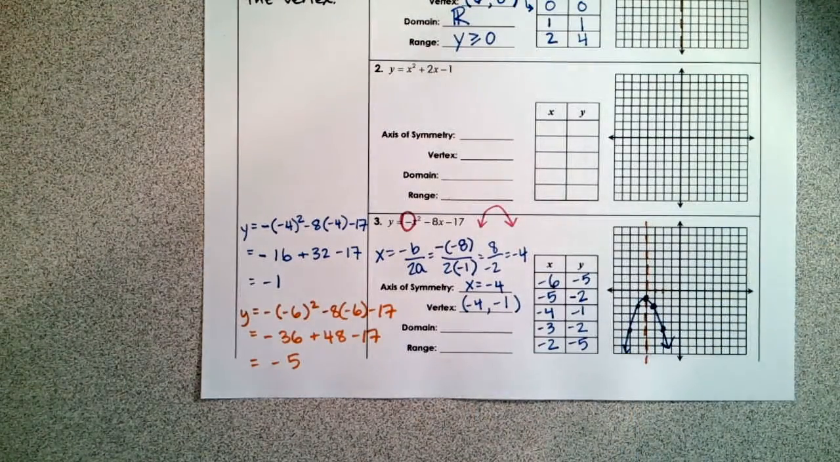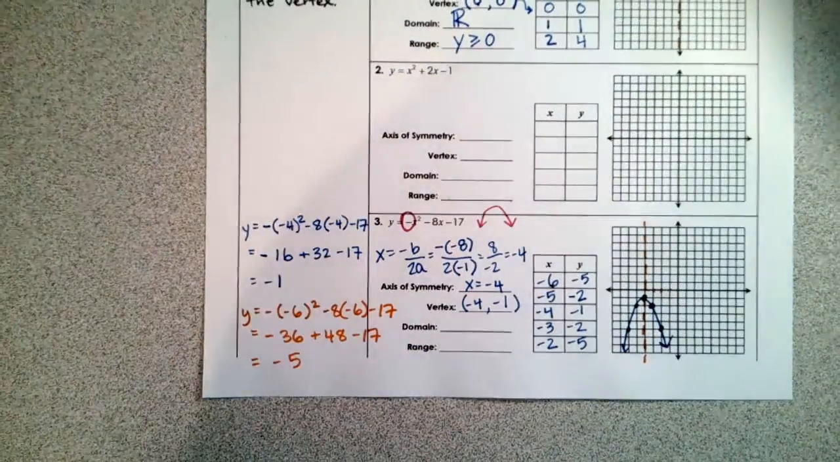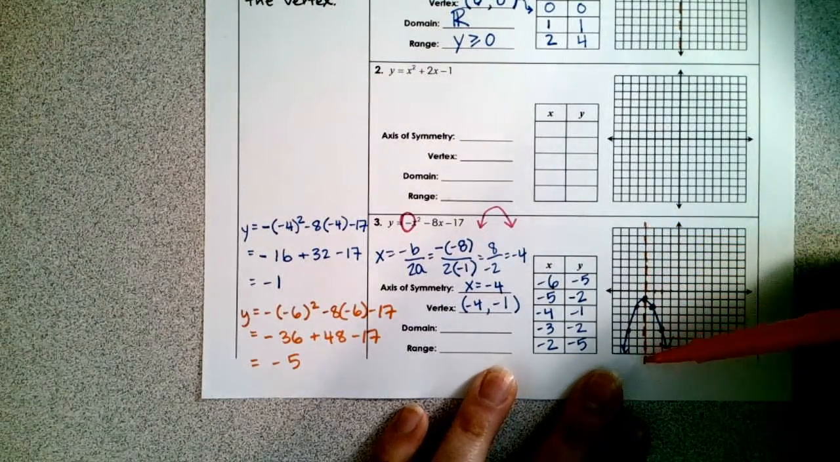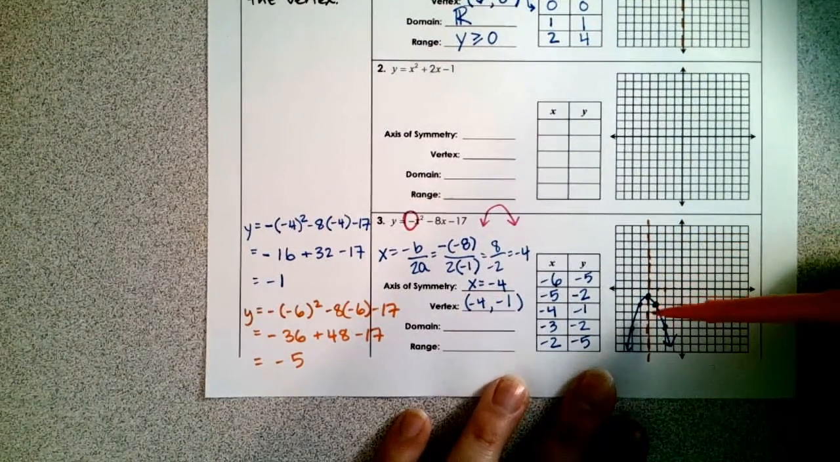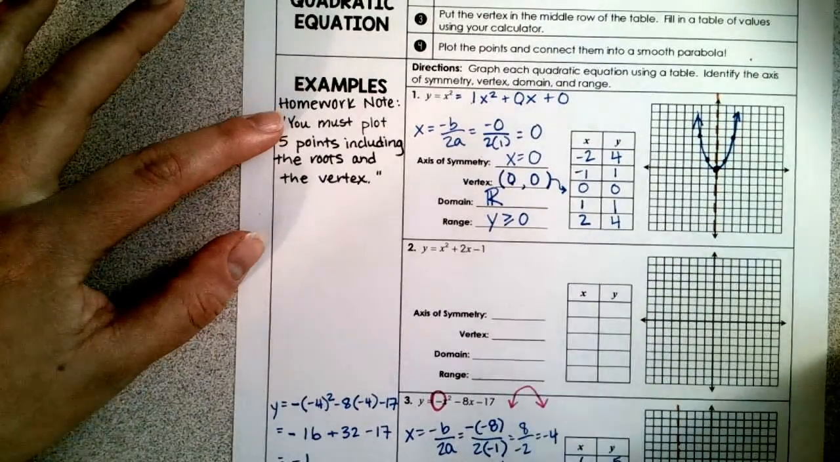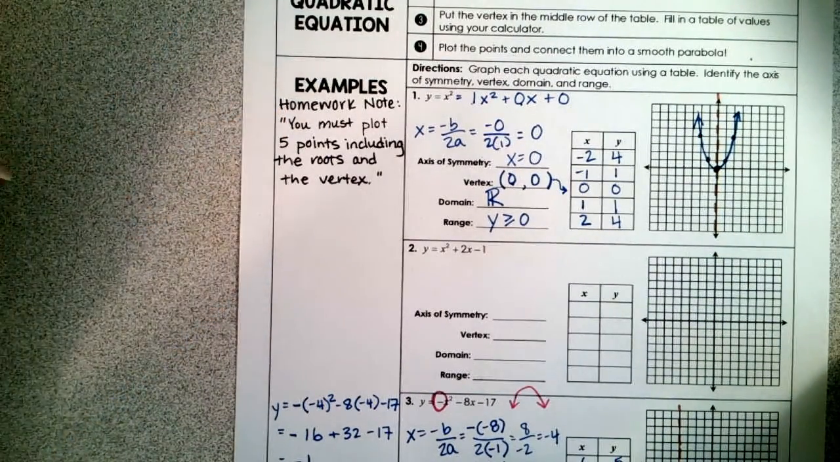there's our parabola. Okay, one note about your homework, actually two notes. On your homework, you don't actually have to draw the axis of symmetry. That's not actually part of the graph, it's just a feature of parabolas, but you don't need to graph it. Another note is your homework directions say you must plot 5 points, including the roots and the vertex.